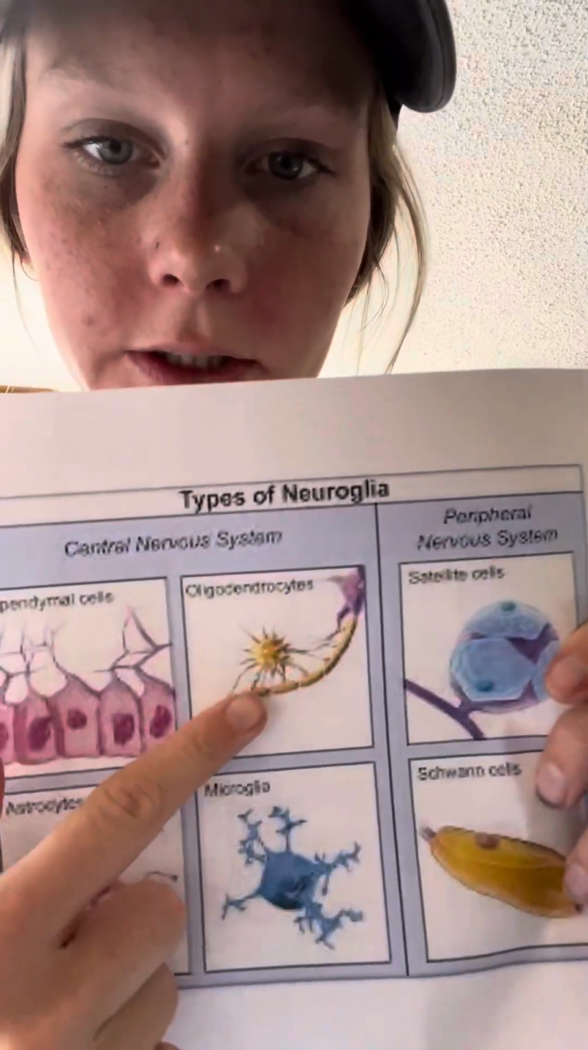Okay, and now we have your central nervous system. There are 4 different types of supporting neuroglia cells: oligodendrocytes, microglia, astrocytes, and ependymal cells. So oligodendrocytes are the cells that form myelin sheath. They just don't have neurolemma like your Schwann cells. Here are your oligodendrocytes, and another picture right here.